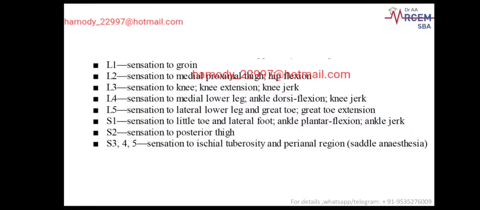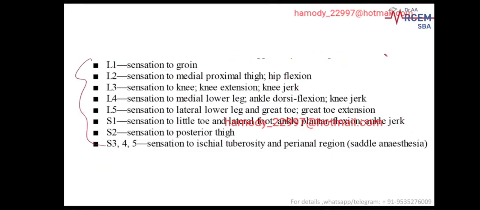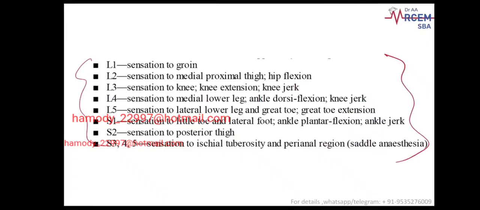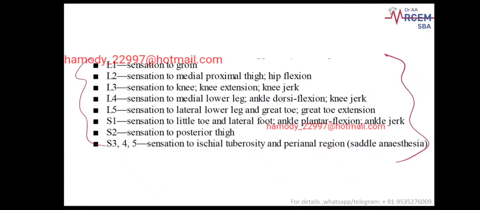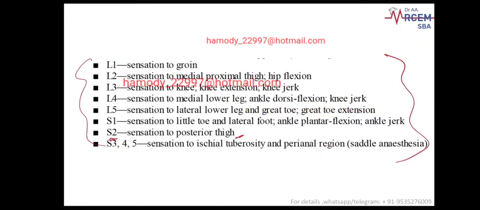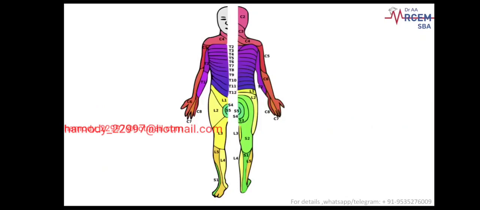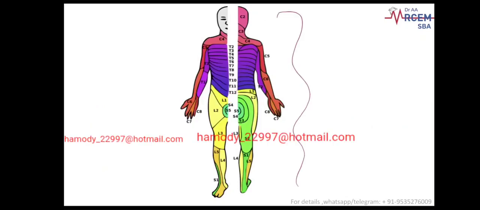This pain, in what direction the loss of sensation will be there, is the dermatomal distribution. Dermatomal distribution depends on which side is involved. L1 is the loss of sensation around the groin region. S2, posterior part of the thigh. Around the perianal region, we are talking about S3, S4, and S5. So in this manner, this picture will help you to remember.